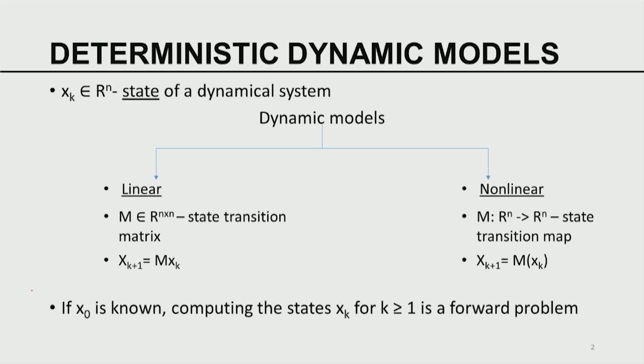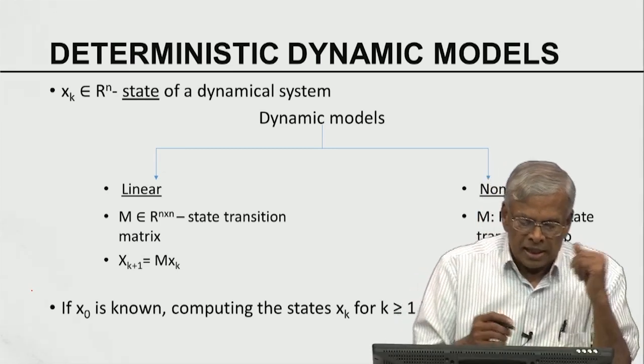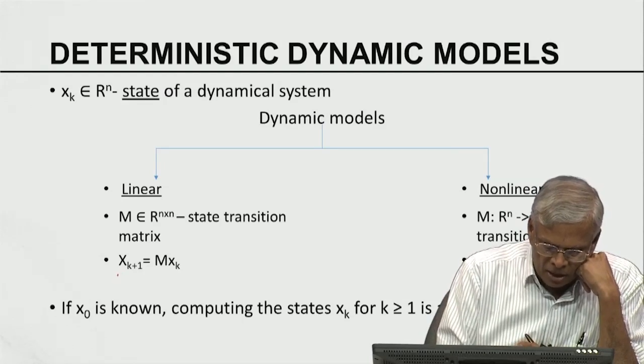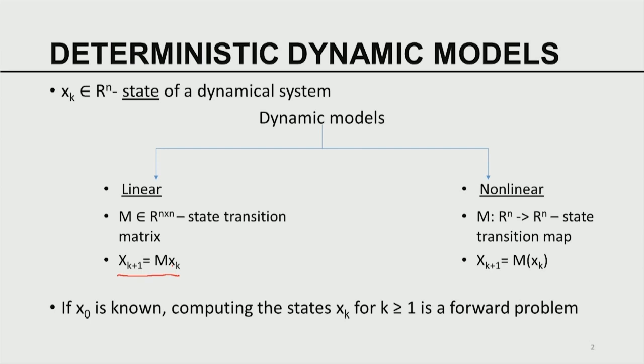Dynamic models can be either linear or nonlinear. In a linear model, the state xk evolves according to xk plus 1 is equal to M times xk, where M is an n by n matrix. It is called the state transition matrix. So the dynamic model is essentially given by the transition matrix M and an initial condition x naught. If the matrix M is given and x naught is known, computing xk plus 1 using M times xk is the forward problem. But here we are going to consider the inverse problem that assumes x naught is not known. So that is where the inverse problem comes in. I would like to be able to distinguish between an inverse problem and a forward problem in the dynamical context. If x naught is known, computing the states is called the forward problem for the linear model.